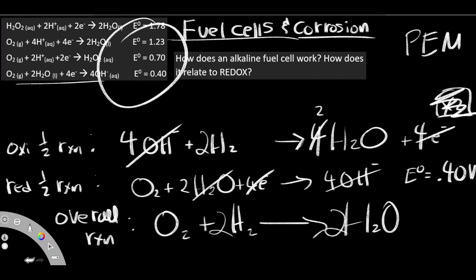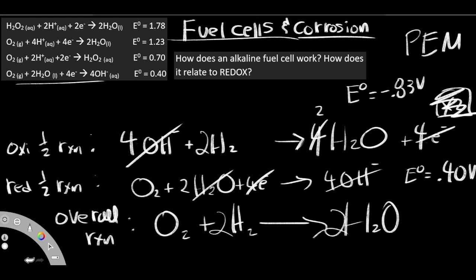Apologies, I didn't give it up here, and it's not written anywhere else. Hopefully you Googled it or had a chart, an elongated chart that has that value. I can just tell you right now that the E standard is -0.83. Okay, so we have our reductions, cathode minus the anodes. So it'll be 0.40 minus -0.83.